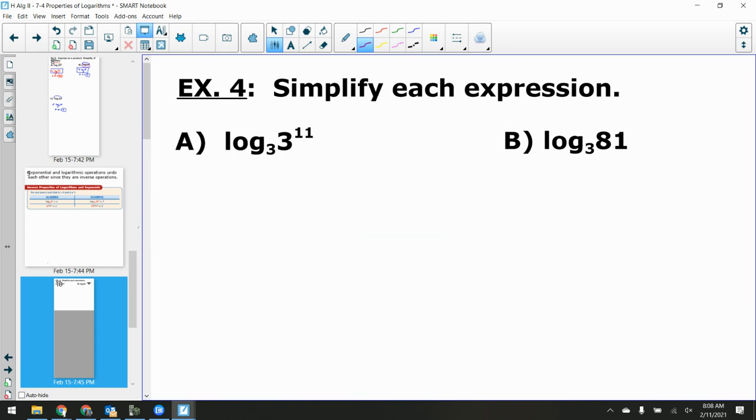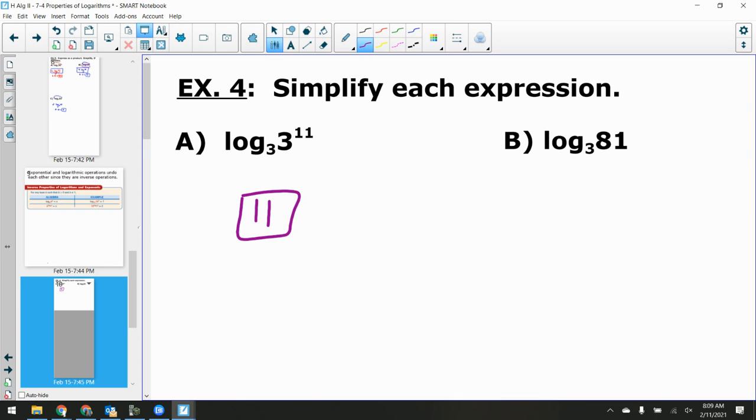Take a look here. So I've got log base 3 of 3 to the 11th power. What would that be? 11. These are cases where this does not occur very often. But when it does, man, does it help us. It's like, oh, man, that's nice. That simplifies down. This second one may not look like it's going to.